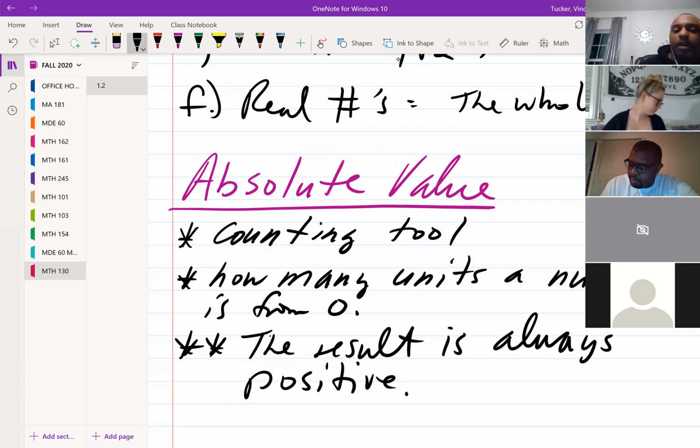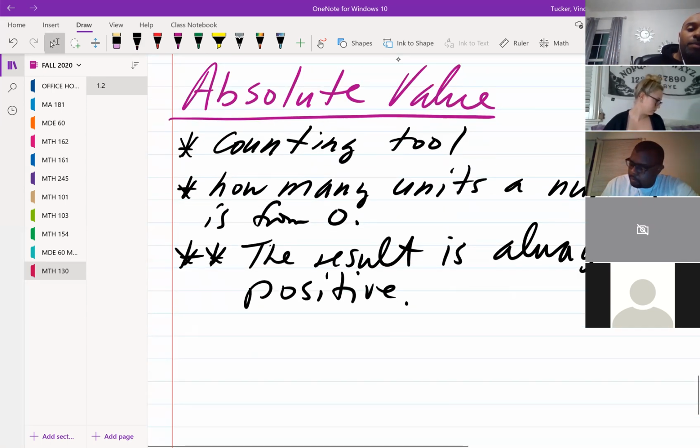All right, so the absolute value is a counting tool, and it represents how many units a number is from 0. And so the result will always be positive. It's not the opposite, it's positive. A lot of times people want to say it's the opposite, but be careful, it's going to be positive.